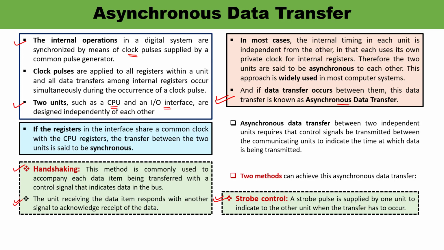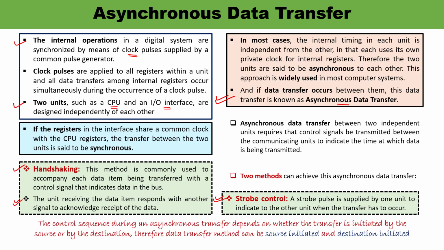Both of these methods are actually used. When information is being transferred, the overall data transfer can be depicted with the help of a sequence. The control sequence during an asynchronous type of transfer will depend on who has initiated the transfer, either the source or the destination. It means there are two transfer methods.